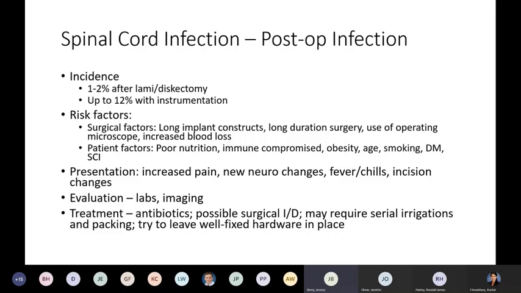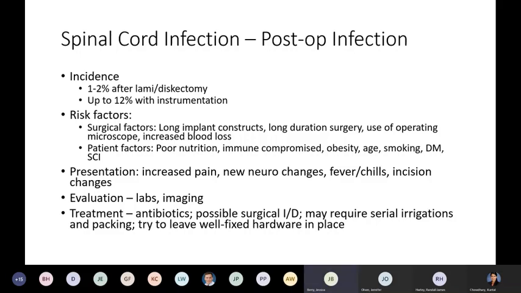Risk factors related to the surgery itself: long implant constructs, a longer surgery, use of an operating microscope, and increased blood loss during the surgery will give an increased risk for post-op infection. Patient factors: poor nutrition, already immune compromised, obesity, age, smoking, diabetes, and having a spinal cord injury. So all things that you might think would lead to an increased risk of infection.